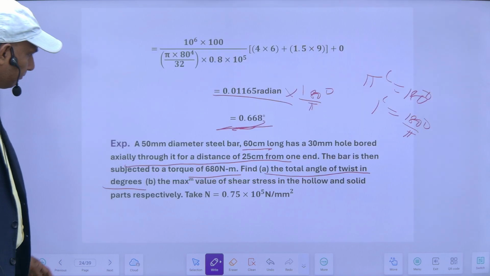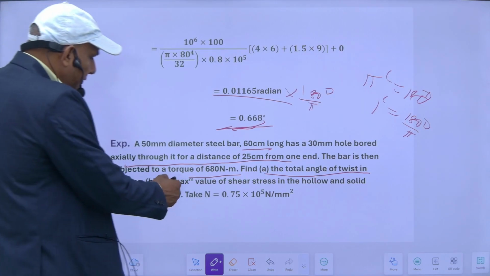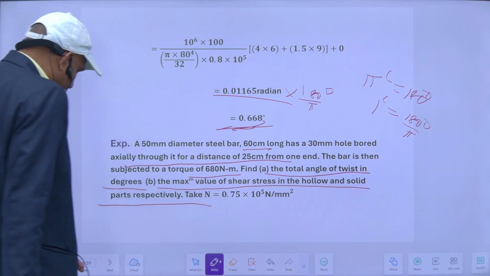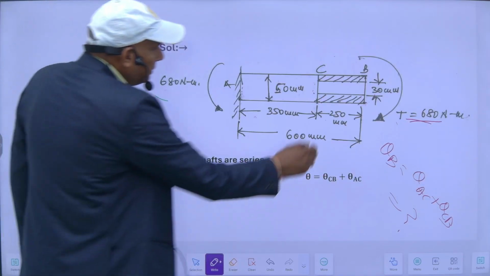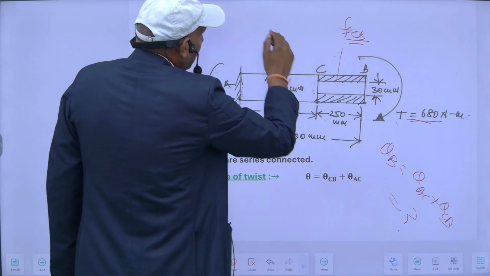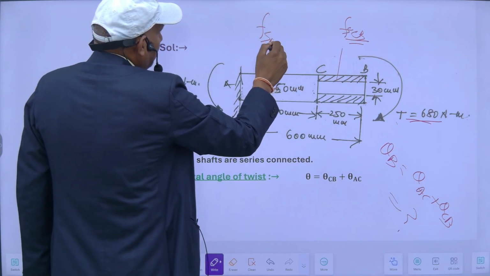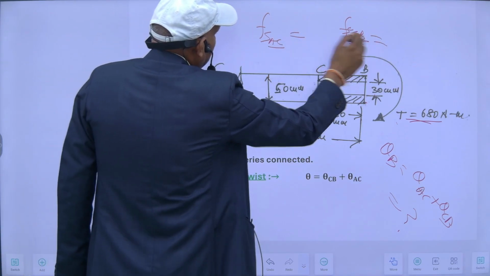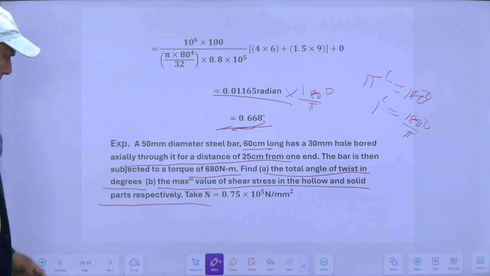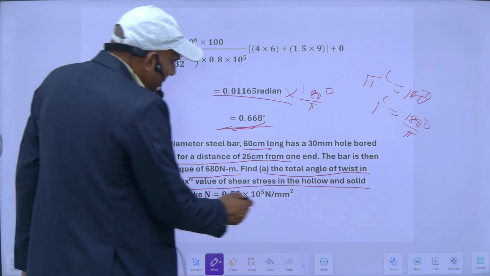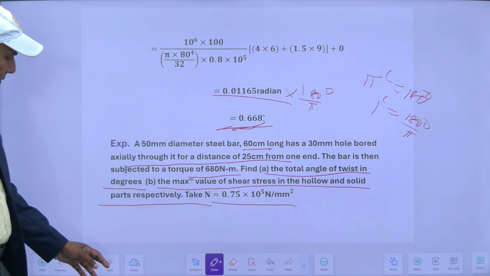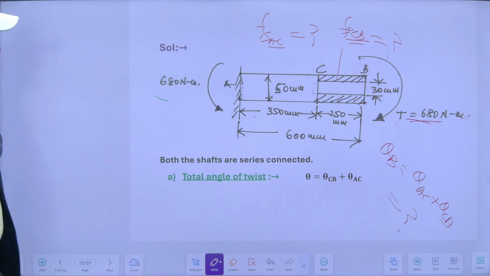Secondly, find the maximum value of shear stresses in the hollow and solid bar respectively. So for this portion, what is my shear stress of CB, and shear stress of this AC portion? This also I want to know. And the value of N is equal to 0.75 into 10 raised to the power 5 Newton per mm square. This is given. So let's start.